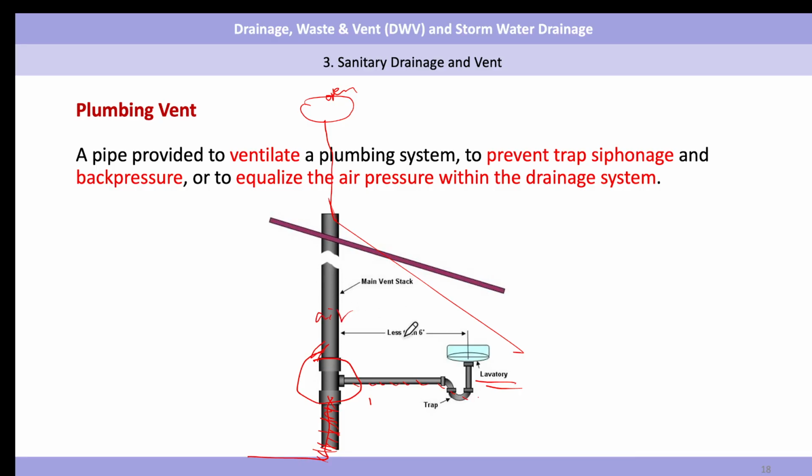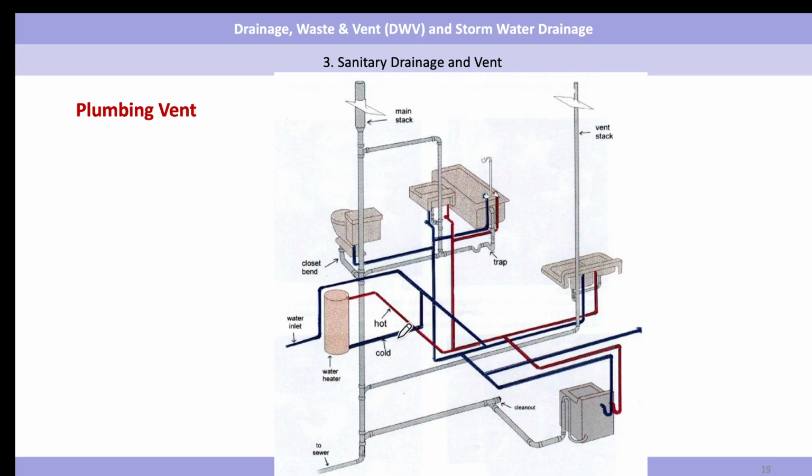So the pipe is provided to ventilate the plumbing system to prevent trap siphonage and back pressure, or to equalize the air pressure within the drainage system.